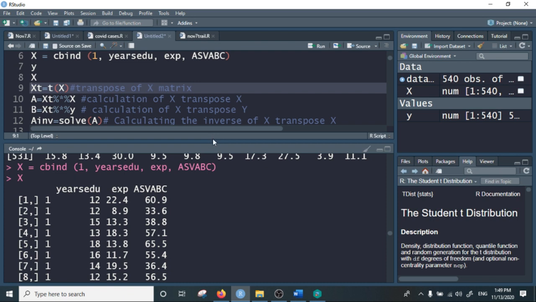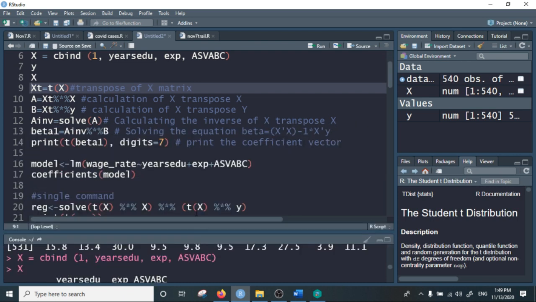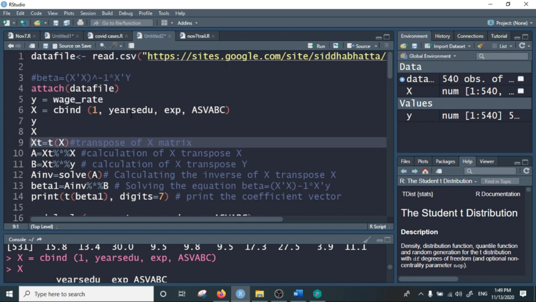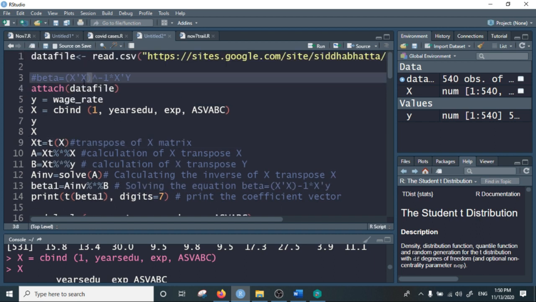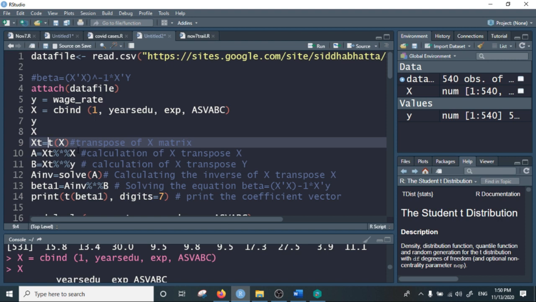So after defining the X matrix and Y vector, now we go ahead. Our formula is X transpose X inverse times X transpose Y. We can go part by part, or we can write the formula in a single line of code. I will first go part by part, and first define the transpose of X. The transpose of X can be calculated in R by the t function. The t function, t inside parentheses X, defines the transpose of X matrix.